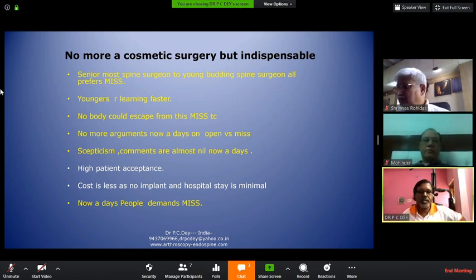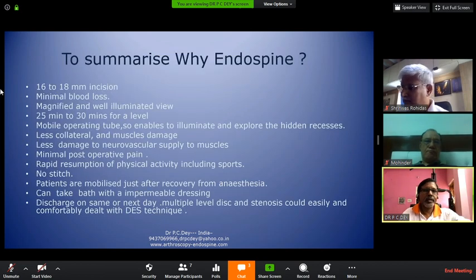Skepticism and comments still exist nowadays. There is high patient acceptance. Cost is less, as Dr. Vidas already mentioned. Mahinder also mentioned the cost of this technique is very, very less in comparison to the other technique. It is hardly 4 to 5 lakhs. Nowadays, people demand this. People are also asking for that technique.